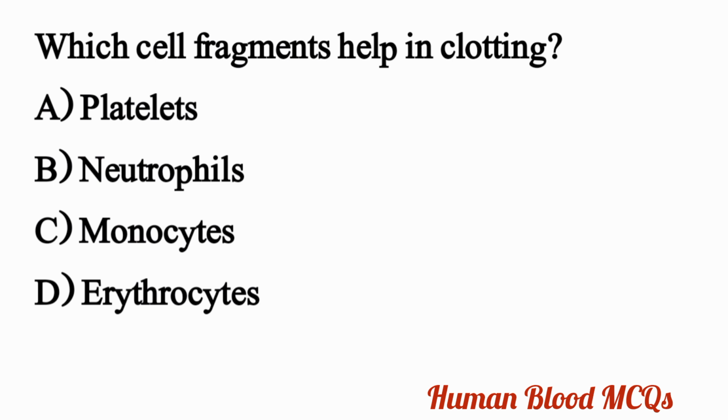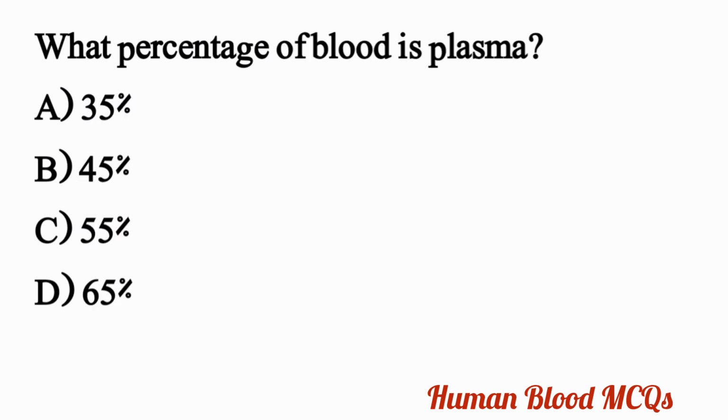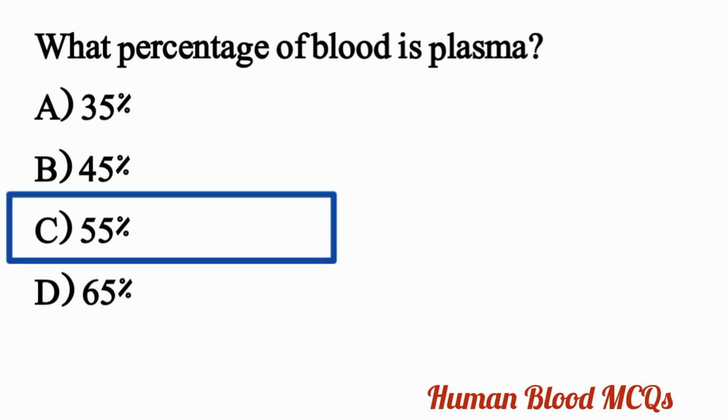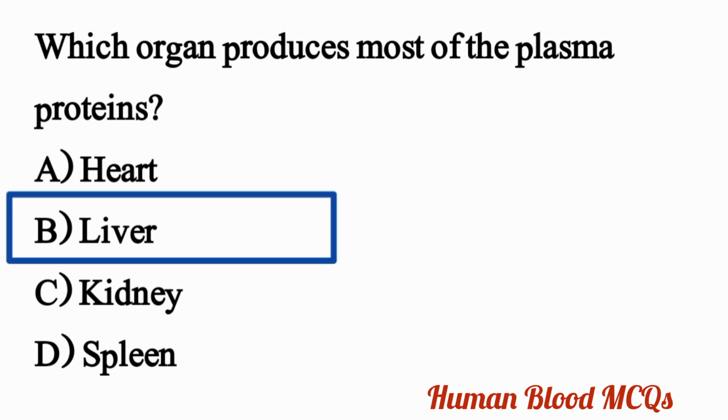Which cell fragments help in clotting? The right option is option A, platelets. What percentage of blood is plasma? The right option is option C, 55%. Which organ produces most of the plasma? The right option is option B, liver.